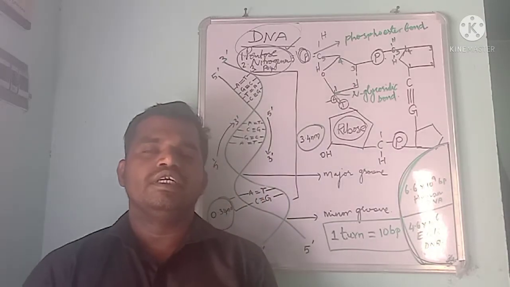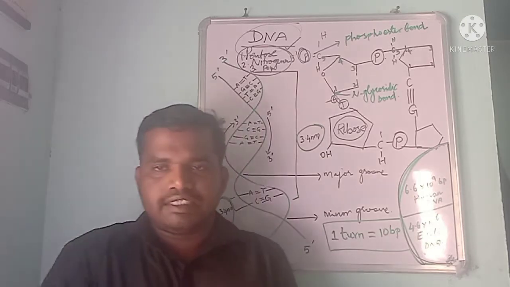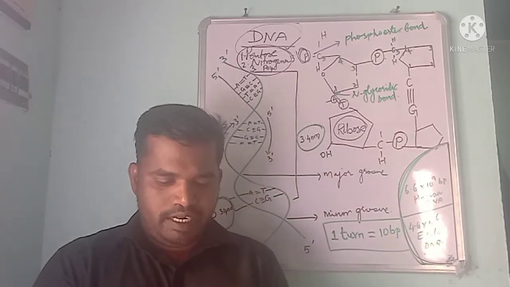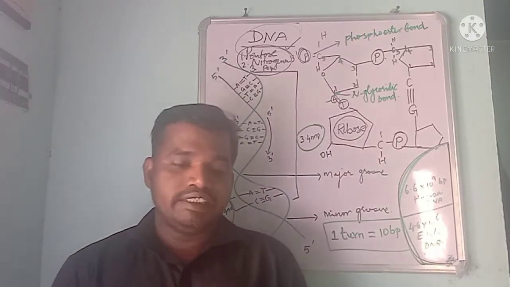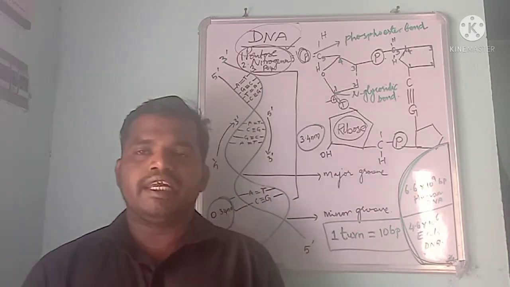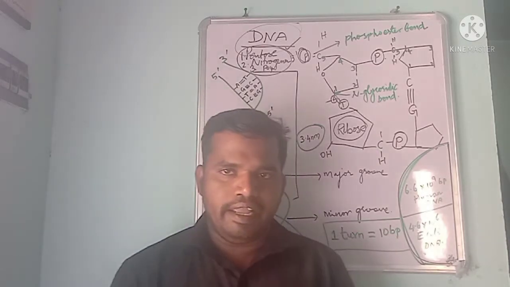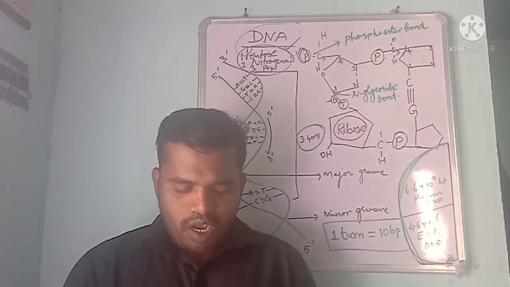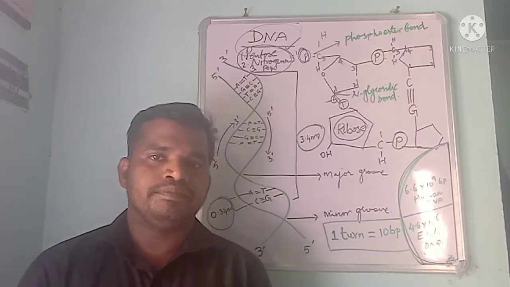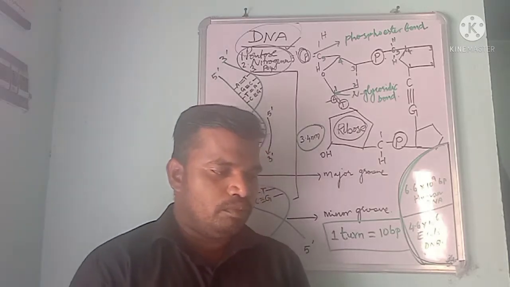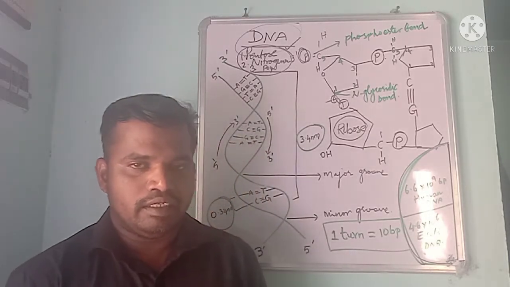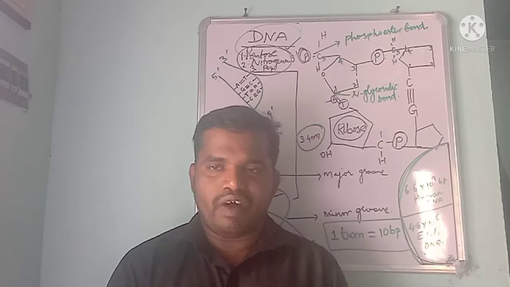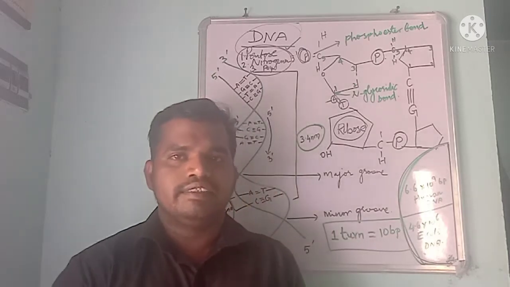Today we are going to discuss the structure of genetic materials. What is genetic material? The genetic material is either DNA or RNA, so it varies from organism to organism. For example, a plant has DNA, while in the case of a virus, RNA is the genetic material.